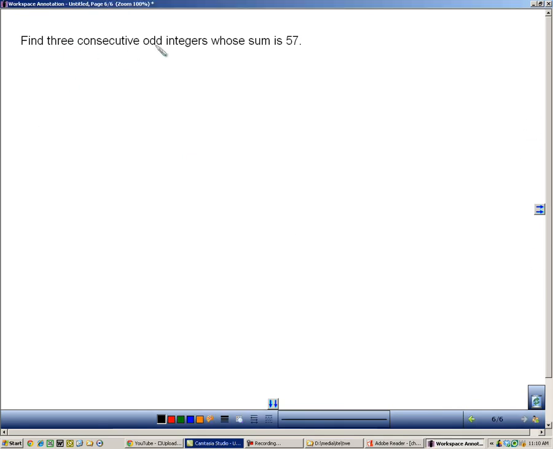It says find 3 consecutive odd integers whose sum is 57. Well, if I have three odd integers, I'm going to say one of them is n. The next one then, if I want to go from one odd number to the next odd number, I add 2, and then to the next odd number I would add 4. Now, the rest of this said whose sum. The word sum means to add, so we're going to add those together, and that, remember, is equal to 57. So here I have an equation that I can solve, so let's do that.